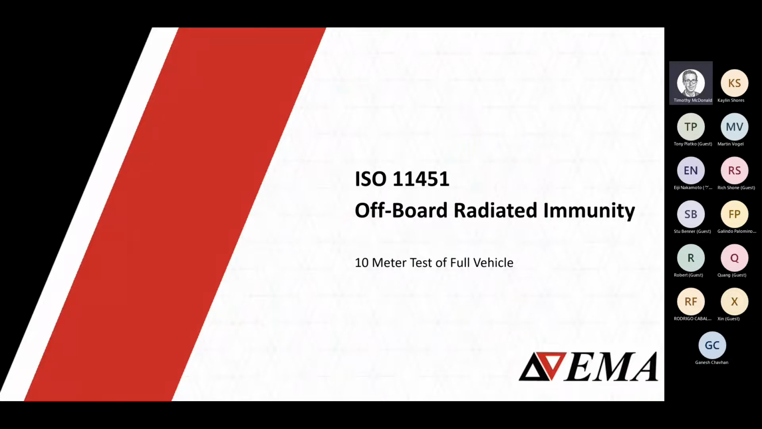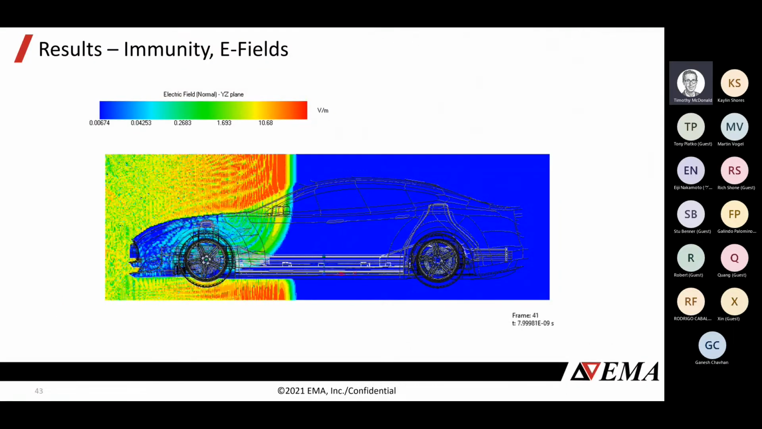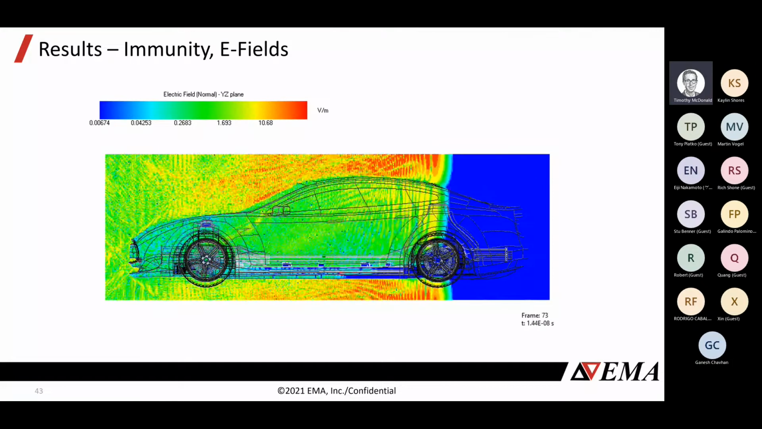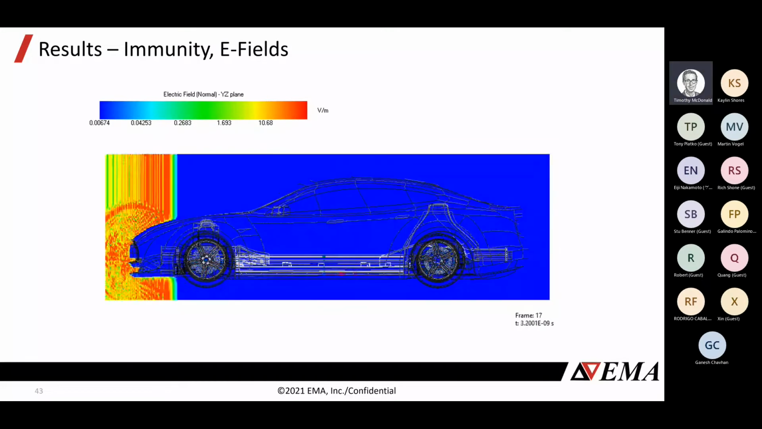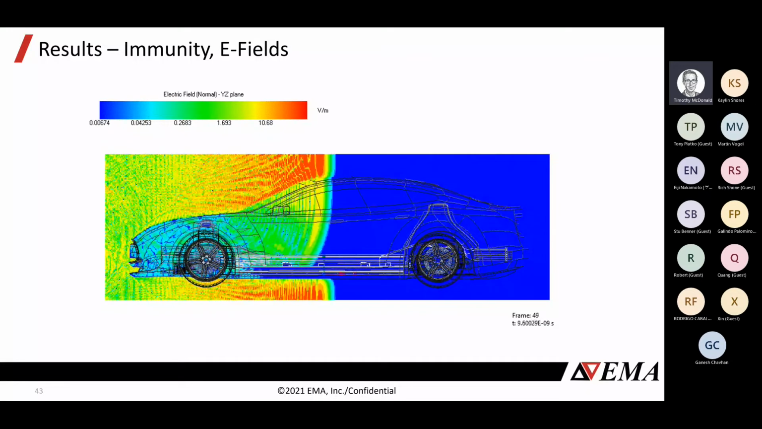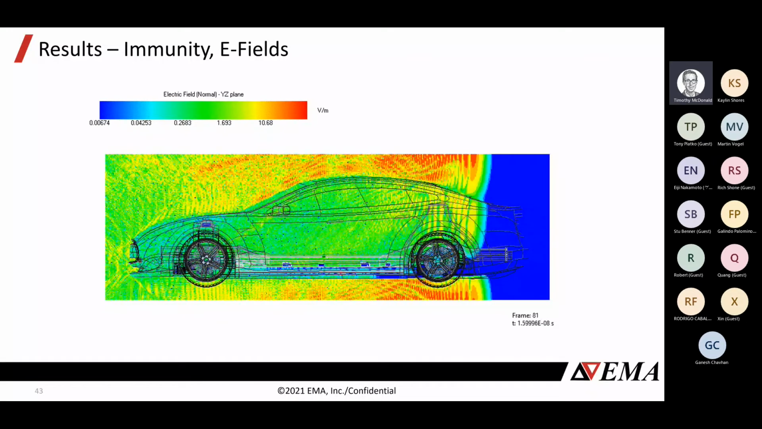Let's talk about immunity. In this case, it's an inverse of the same problem. In this case, our source is off the platform, and we are attempting to determine the voltage or current induced on the ends of the cables. So we're using the exact same geometry, but now we have an EMC antenna outside of the vehicle. So we can see that propagation of that plane wave as it comes across the vehicle.